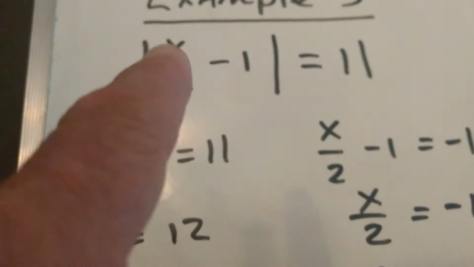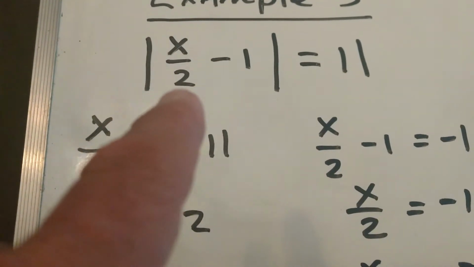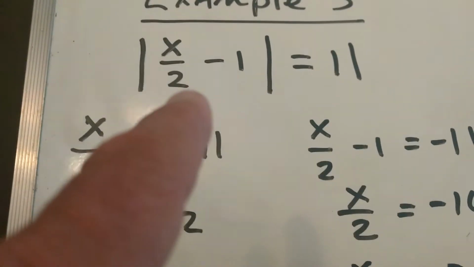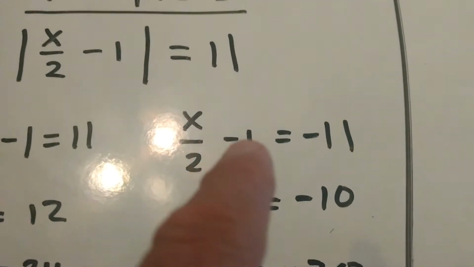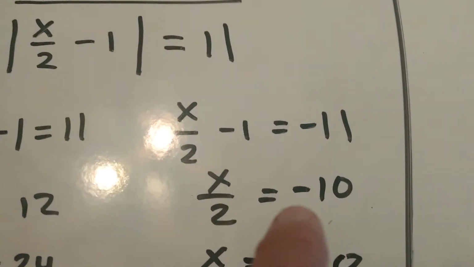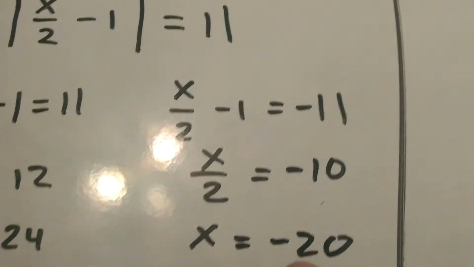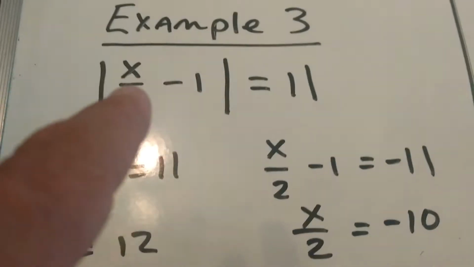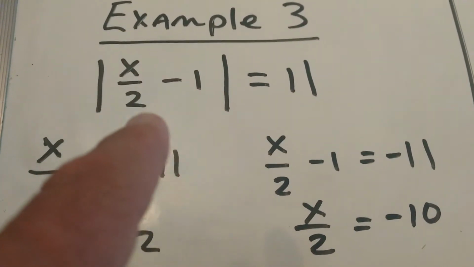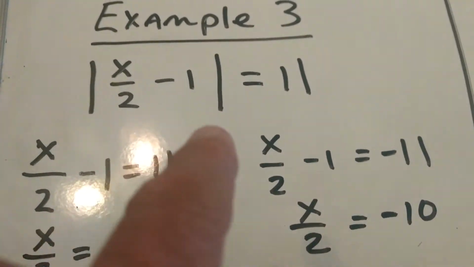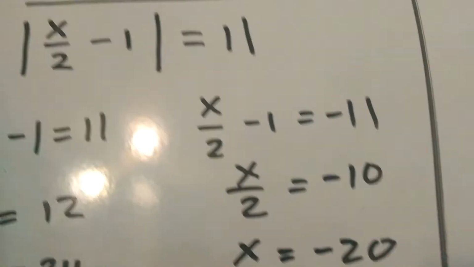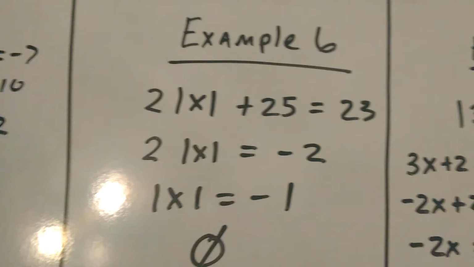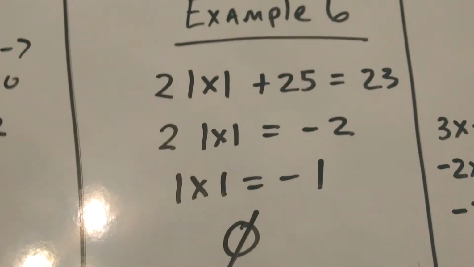If I take the 24 and put it in there, 24 over 2 is 12. 12 minus 1 is positive 11. Add the 1, we get negative 10. Multiply 2, we get negative 20. Take the negative 20, put it in there, divided by 2 is negative 10. Minus 1 is negative 11. We're good to go.